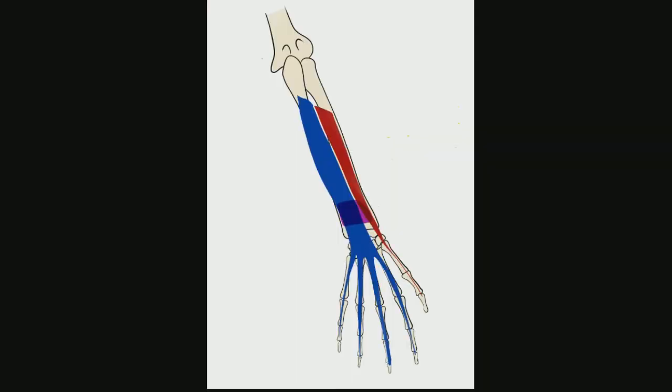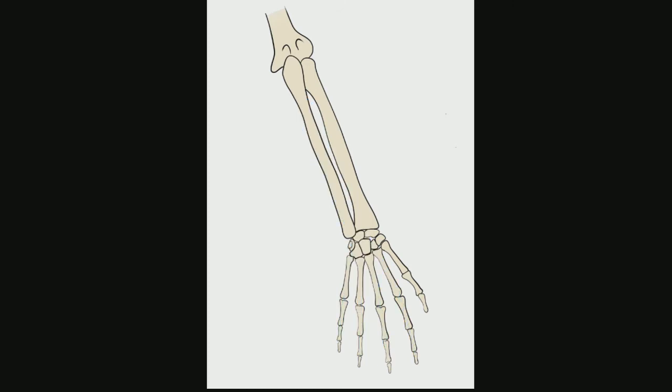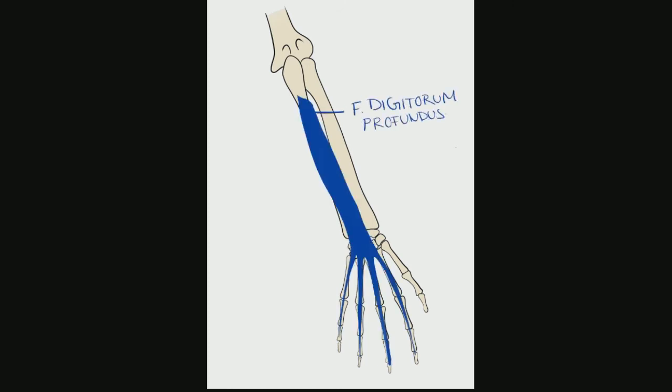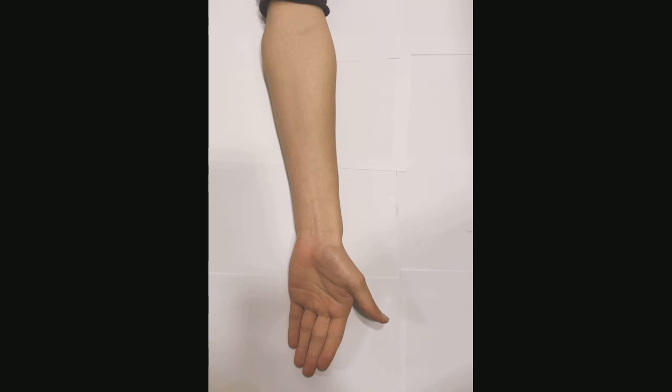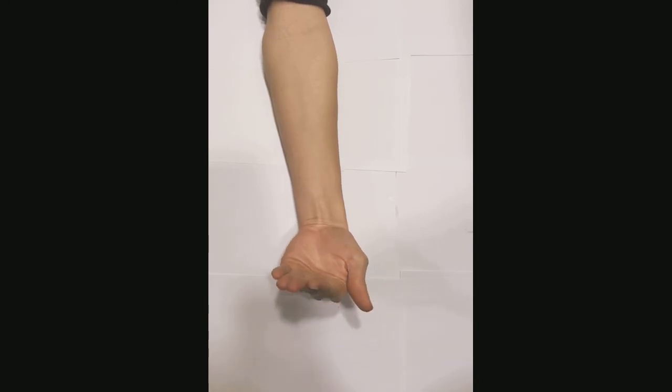The final compartment is the deep compartment, which holds the last 3 muscles of the anterior forearm. On the medial half, flexor digitorum profundus, shown here in blue, originates from the ulna and passes through the carpal tunnel as 4 tendons which insert into the distal phalanges of the 4 fingers. It is innervated medially by the ulnar nerve and laterally by the median nerve. The flexor digitorum profundus is responsible for flexion at the distal phalangeal joints as well as the metacarpophalangeal joints and wrist.